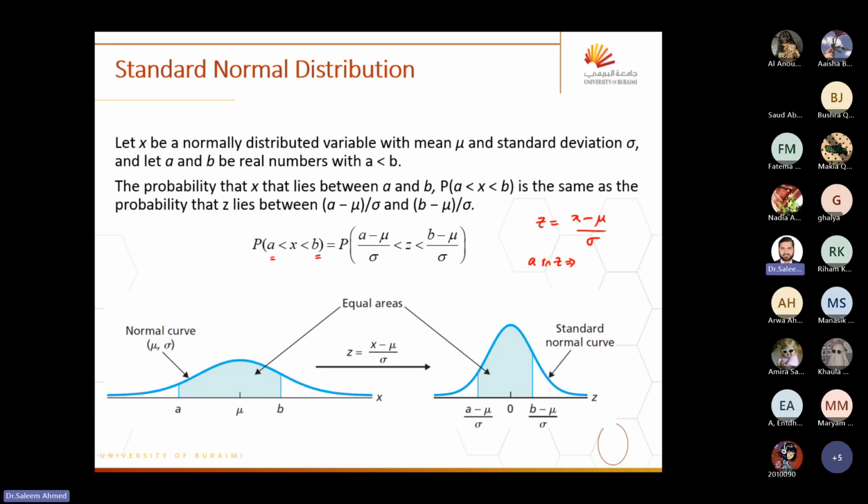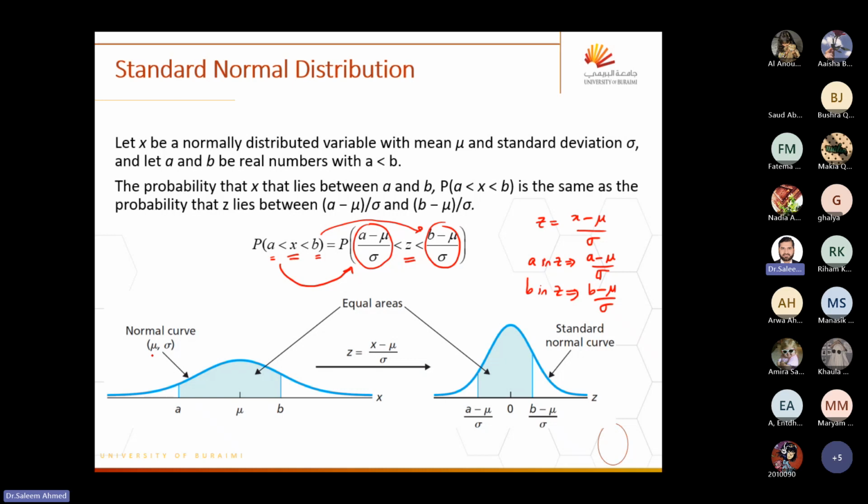What is a in z? By putting x equal to a, a minus mu by sigma will become the value of z. So a becomes a minus mu by sigma, and x becomes z, and b will become b minus mu by sigma, right? Because when I replace b in z, it will become b minus mu by sigma. So they share the same probability.